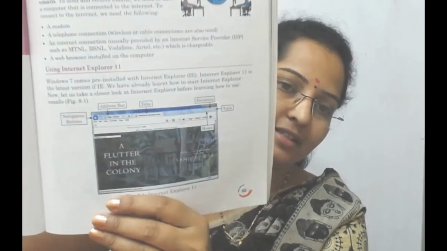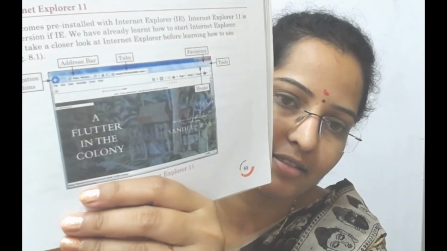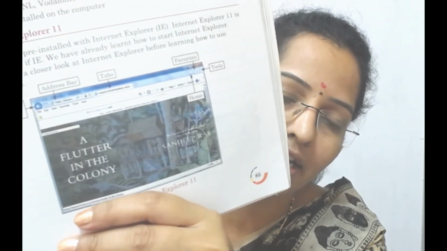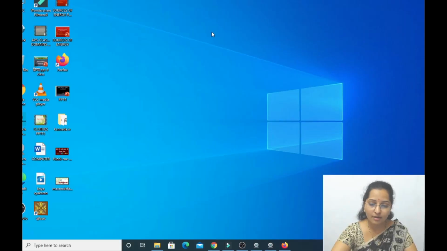See children, now we'll see what the parts in a web browser are. It can be Google, it can be Firefox, or it can be the updated version of Internet Explorer 11. In your textbook, they have shown Internet Explorer 11. Can you guys see this? Yes, it is Internet Explorer 11. Okay, it is a type of web browser, and all web browsers will work in a similar way. Now I'll open Mozilla Firefox.